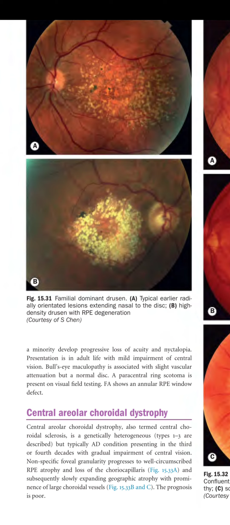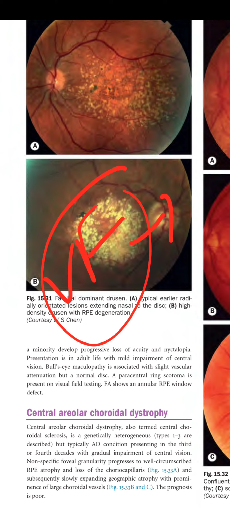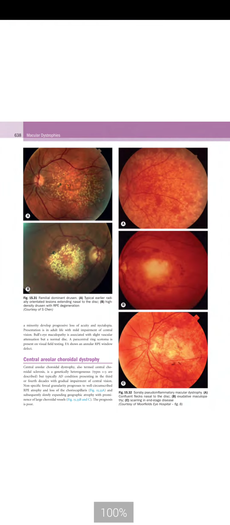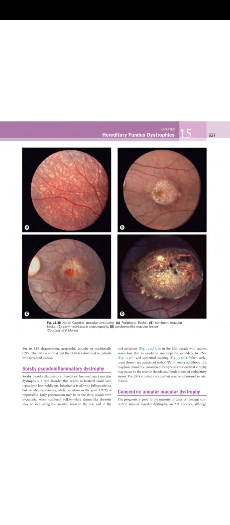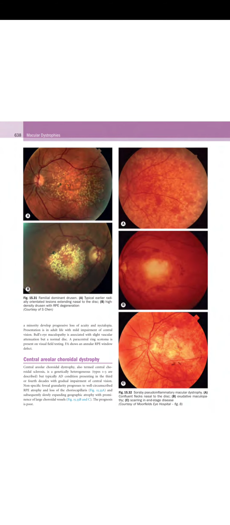Presentation is in adult life with mild impairment of central vision. Bullseye maculopathy is associated with slight vascular attenuation but a normal disc. A paracentral ring scotoma is present on visual field testing. So on a visual field test, there is a paracentral ring scotoma. FA shows an annular RPE window defect. So this is a benign concentric annular macular dystrophy.